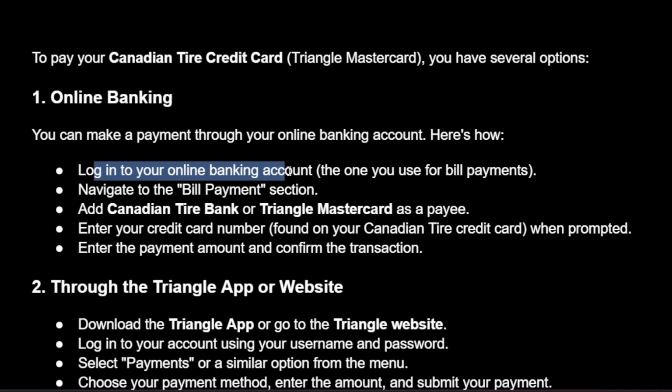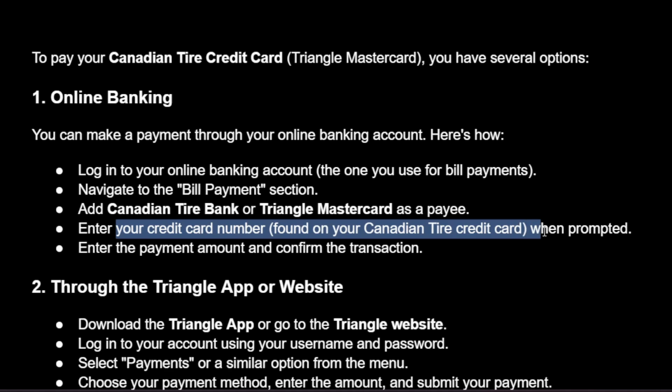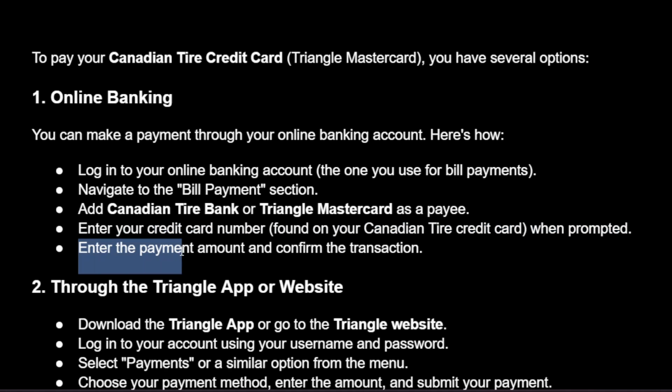You log into your online banking account, the one you use for bill payments. Navigate to the bill payment section. Then you add Canadian Tire Bank or Triangle MasterCard as a payee. Enter your credit card number found on your Canadian Tire credit card when prompted, and then you enter the payment amount and confirm the transaction.